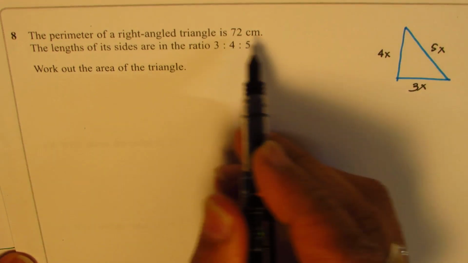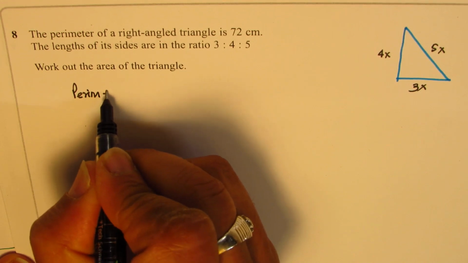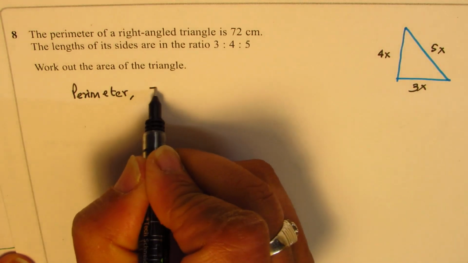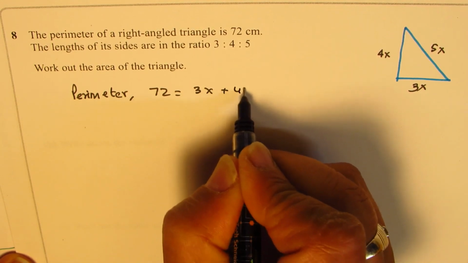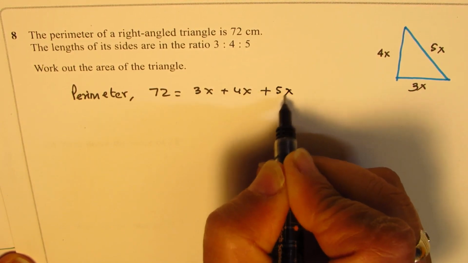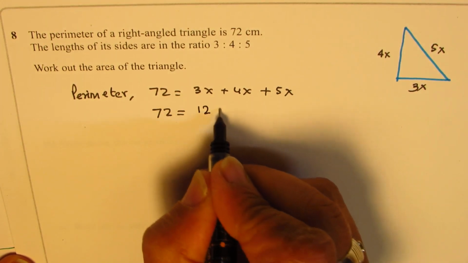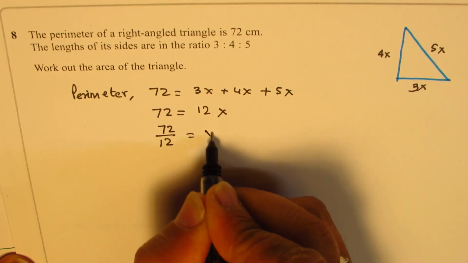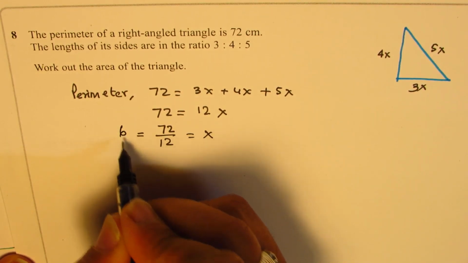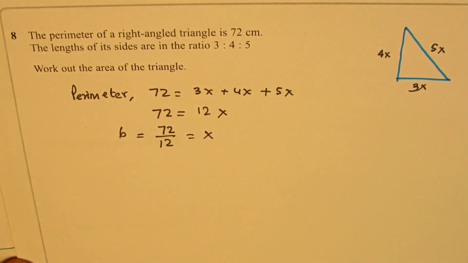So first thing is the perimeter. So we know the perimeter given to us is the sum of all sides, correct? So perimeter 72 is equal to 3x plus 4x plus 5x. So 72 is equal to 12x. Or 72 divided by 12 is x, which is 6, right? So basically, each side is 6 times.